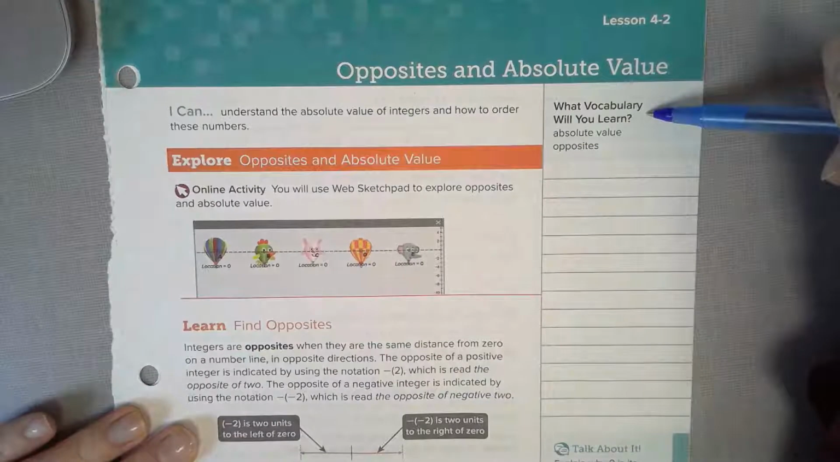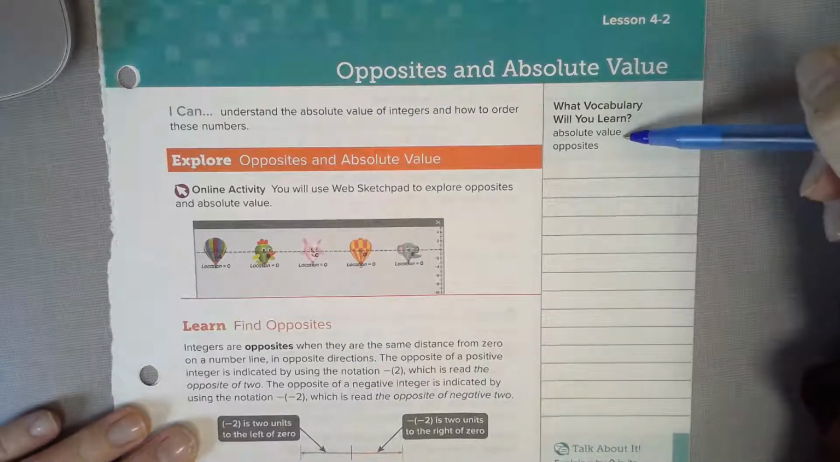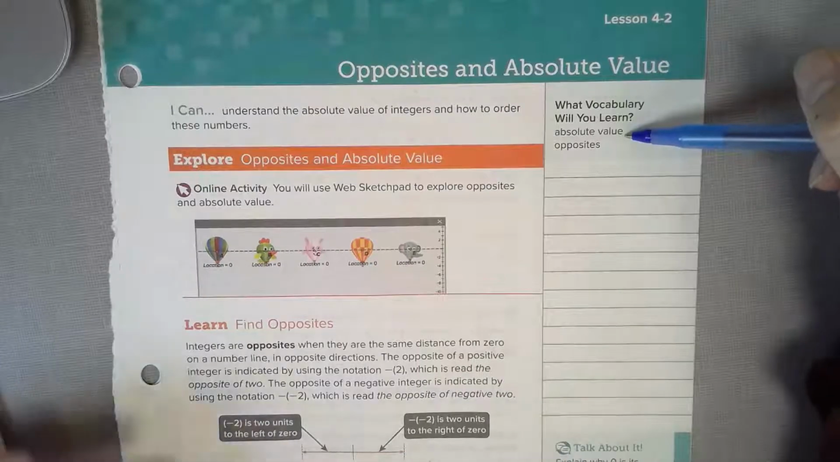What vocabulary will you learn? We're going to learn absolute value and opposites. Let's go ahead and write their definitions.